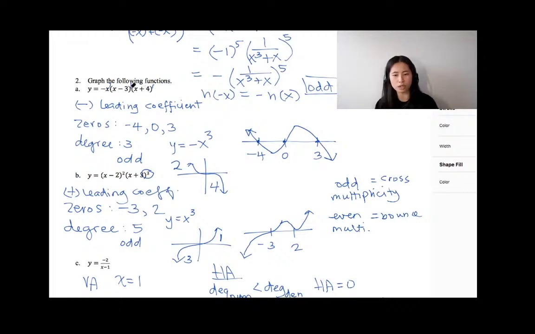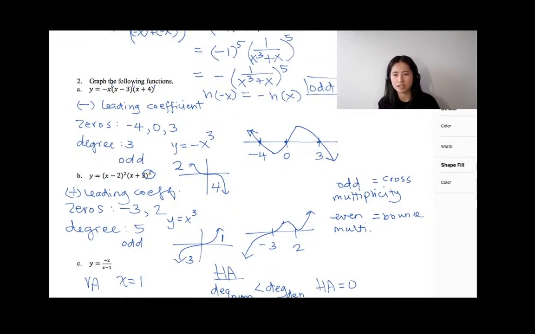Range is going to be all reals in this case, and your domain is going to be all real numbers as well, because your function is a polynomial function. And similar for part B. You know what? Let's just do that, and let's have a red pen.